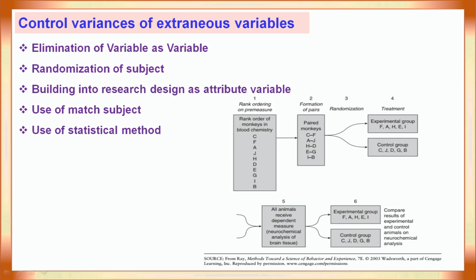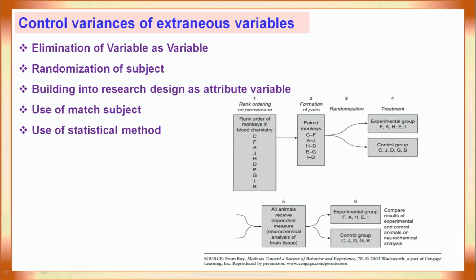So, after making the groups, you randomly assign them into the control group and the experimental group. Maybe the first ranker will go to the experimental group, the second ranker will go to the control group. Now, the third ranker may go to the control group, the fourth ranker goes to the experimental group. In this way, there is a possibility that both the experimental group and the control group will be similar in this particular extraneous variable.